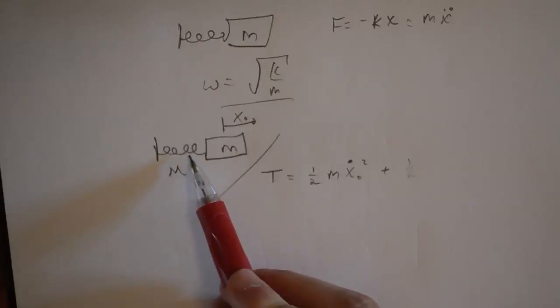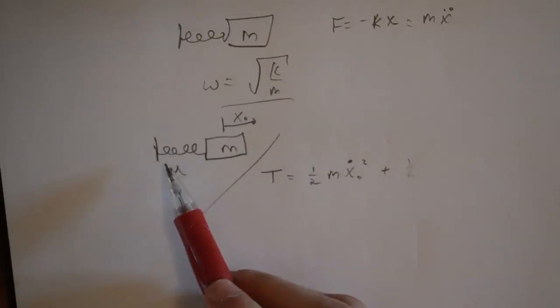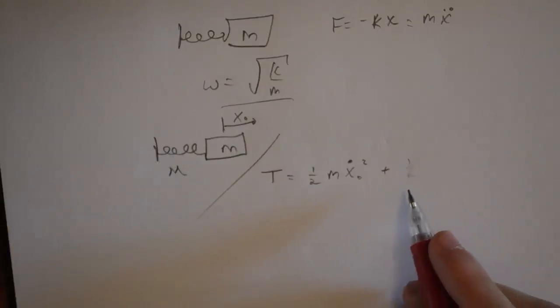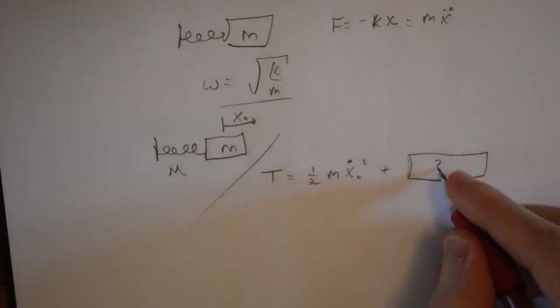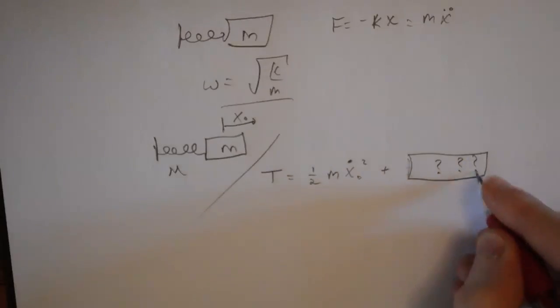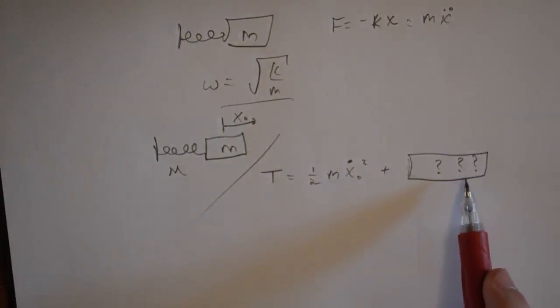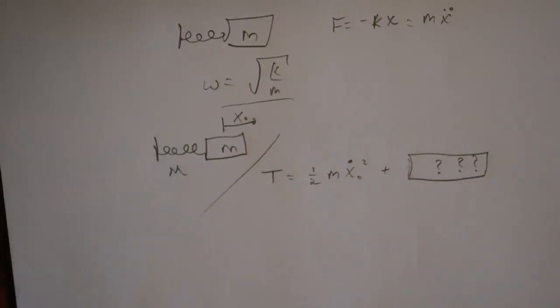So this is the kinetic energy of this part, but now we have this whole spring, which is massive, which must have some kinetic energy associated with it since it's moving. And I don't know what that is, so I'm going to put a box here and just say question mark. We have to express the kinetic energy of the spring itself.